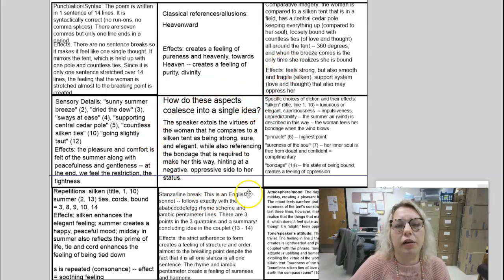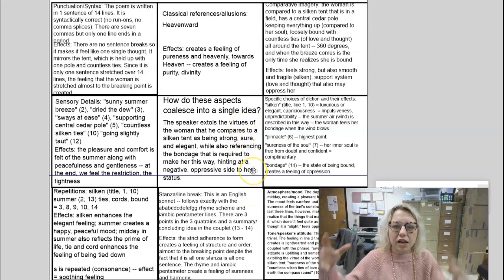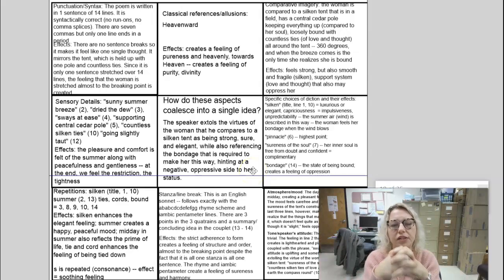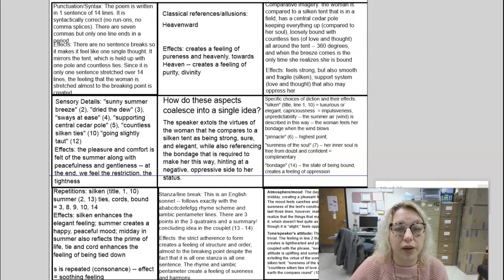Okay, and then in the middle, this is what you do last. How do these eight aspects coalesce into a single idea? How did they come together to make a point about meaning? Use the guiding question to help you. You're going to want to look for a point about communication in your poem, or whatever the guiding question asks.